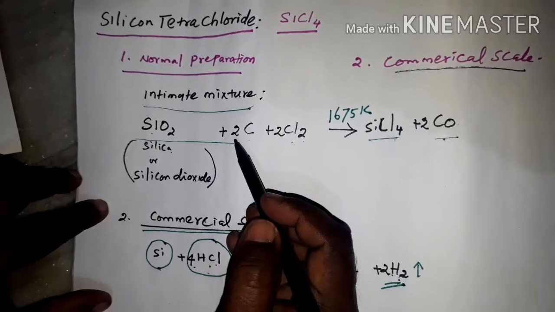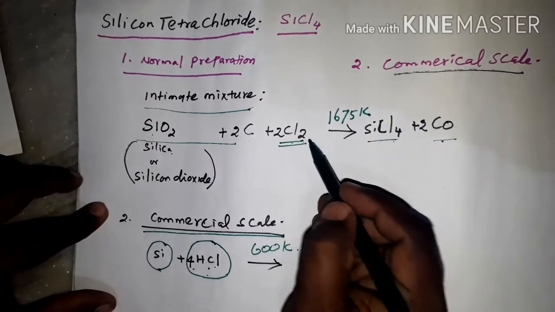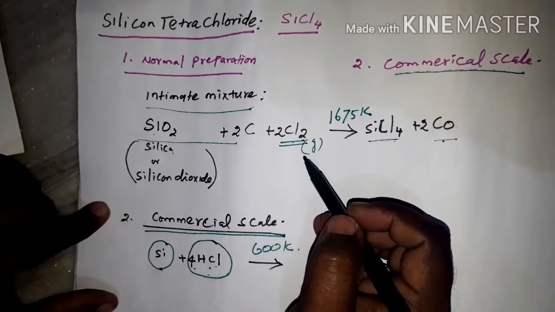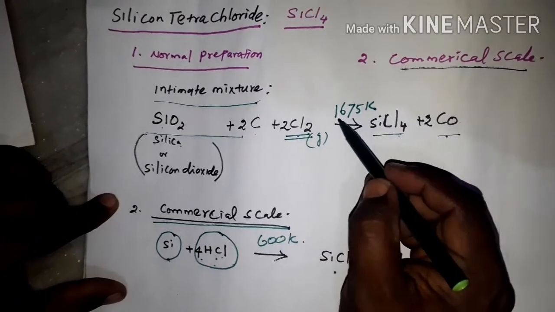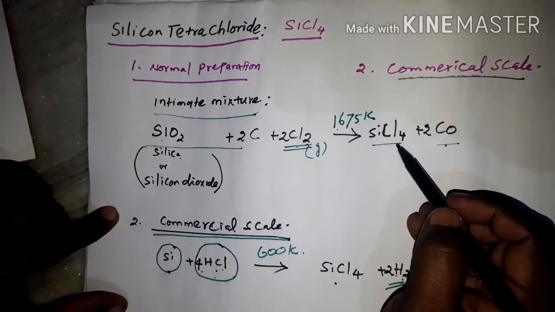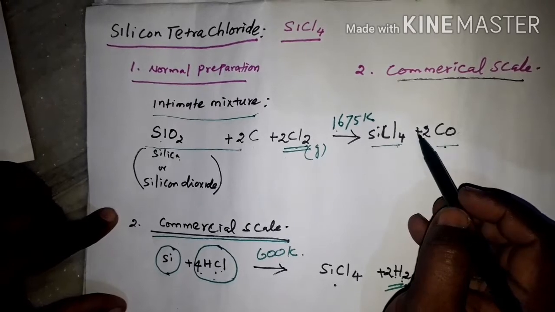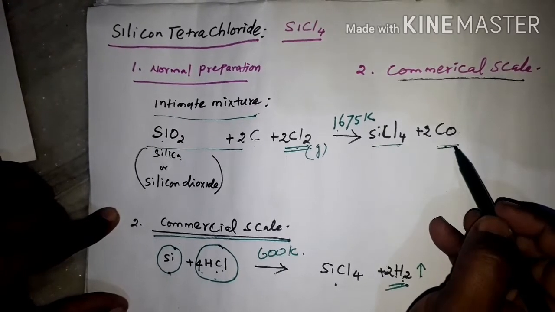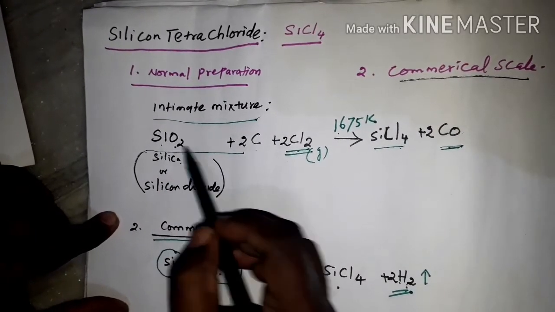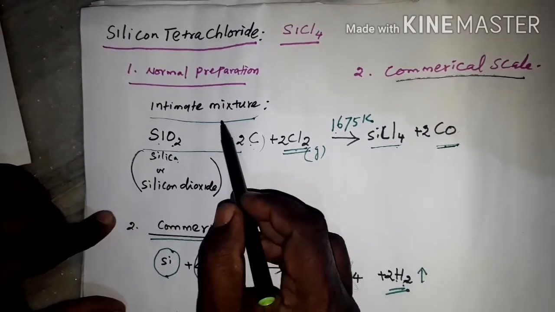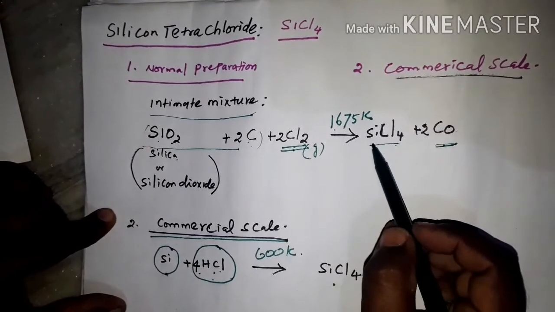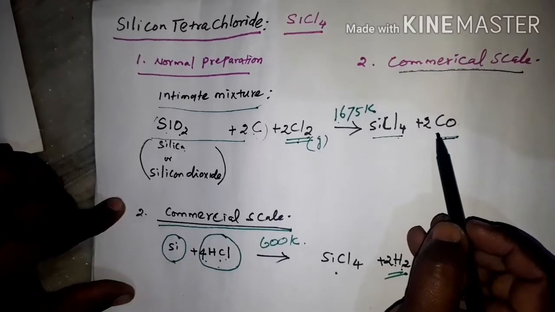On this intimate mixture we are passing dry chlorine gas, at a temperature of 1675 Kelvin. We are getting silicon tetrachloride, and carbon monoxide also. So silicon dioxide and carbon, that is the intimate mixture, then we are passing dry chlorine gas. The products are silicon tetrachloride and carbon monoxide.